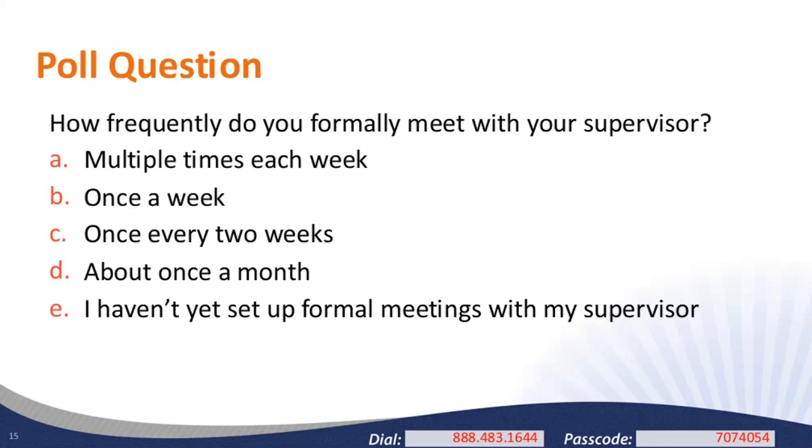So take a moment to answer the question, how frequently do you formally meet with your supervisor? Is it multiple times a week, once a week, about every 2 weeks, or once a month? Or last option, I haven't yet set up a formal meeting with my supervisor. Once you select your answer, be sure to click the Submit button so that your answer will be tabulated. And it'll take a few seconds for that to come together.